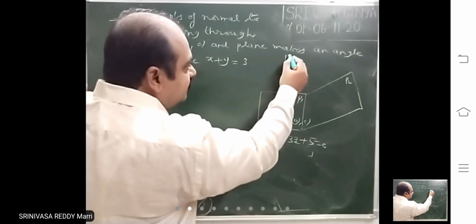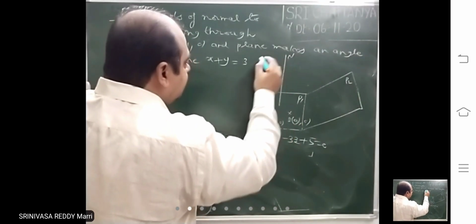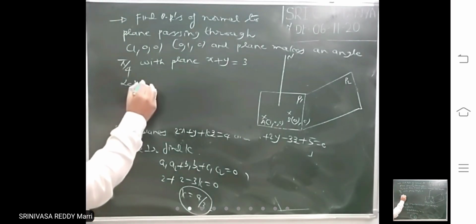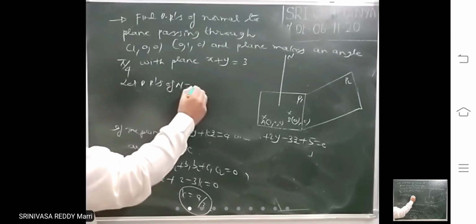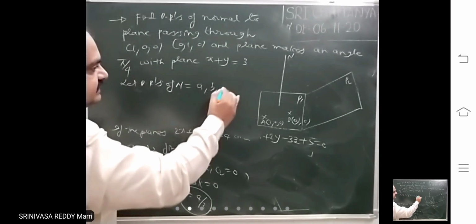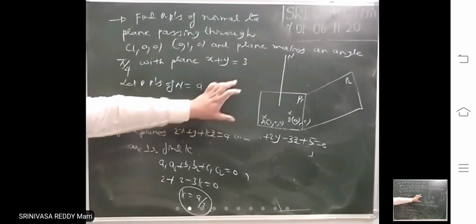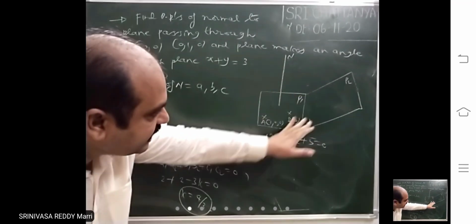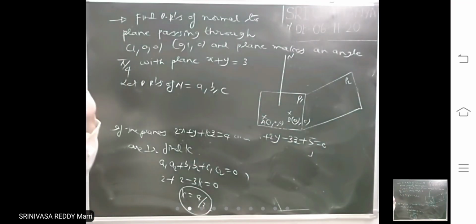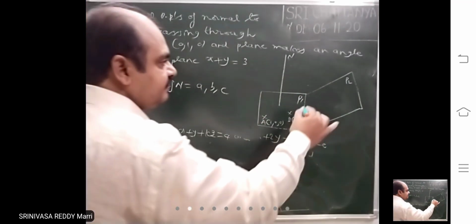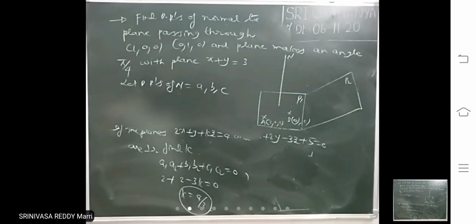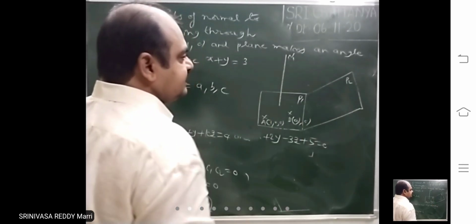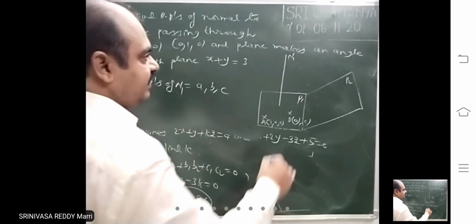Because the point is known, for this normal let the DRs of N be A, B, C. By using different conditions, you have to find A, B, C, and then you can write the equation of the plane. On what condition has he given? The angle between this plane and this plane is pi by 4. That means, let us say this is N1, the DRs of N1.